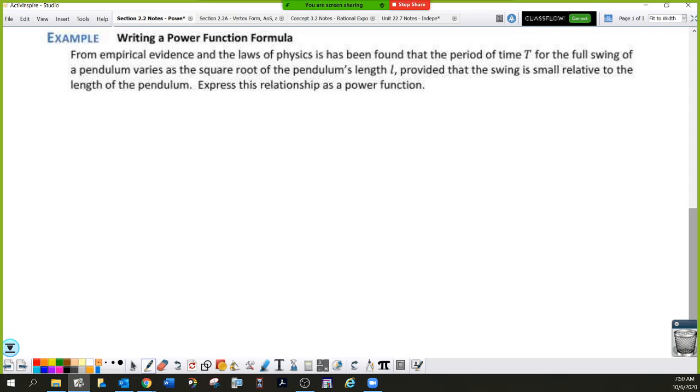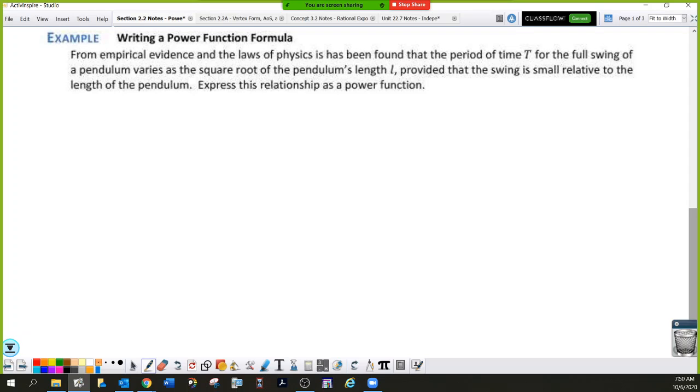From empirical evidence and the laws of physics, it has been found that the period of time, capital T, for the full swing of a pendulum varies as the square root of the pendulum's length L, provided that the swing is small relative to the length of the pendulum. It says, express this relationship as a power function. It didn't say the magic word, varies directly, but because it didn't say varies inversely, you automatically assume direct variation. If it does not say inverse variation, it's guaranteed to be direct variation.